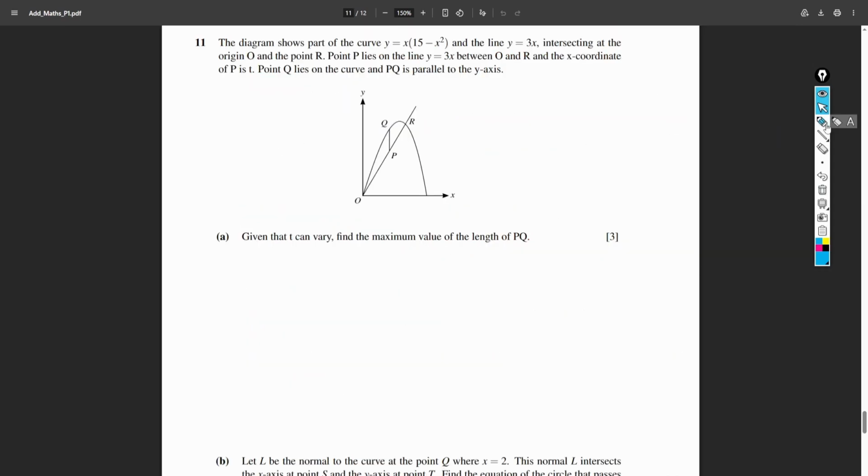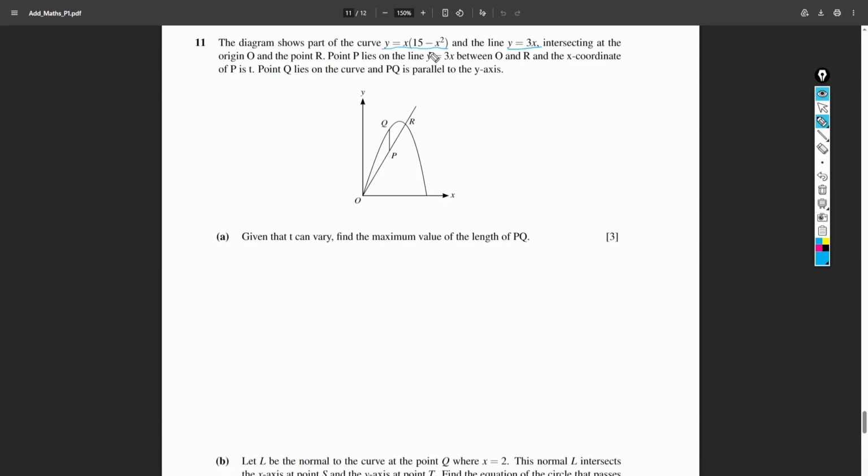This question is very difficult, so we shall do it from scratch. Over here we have the curve y equals x(15 − x²), and the line y equals 3x, intersecting at the origin O and the point R.